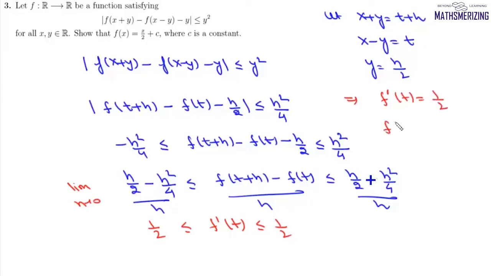Now we integrate this function, we write f(t) as t/2 + c, or we can write this function f(x) will be simply x/2 + c, where c is a constant. And this is how we solve such a question.